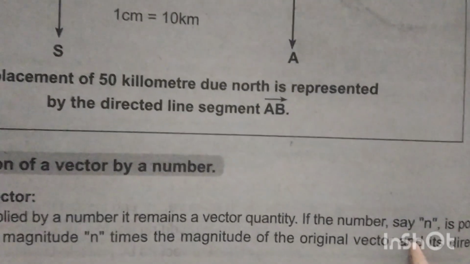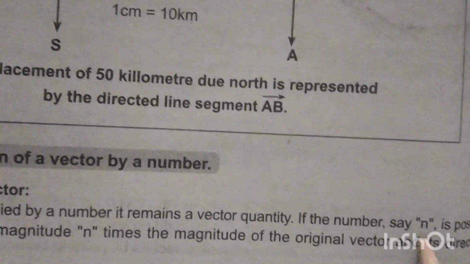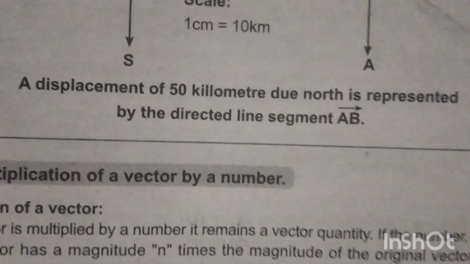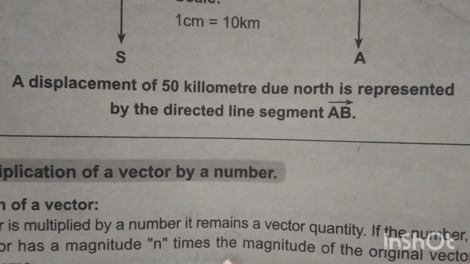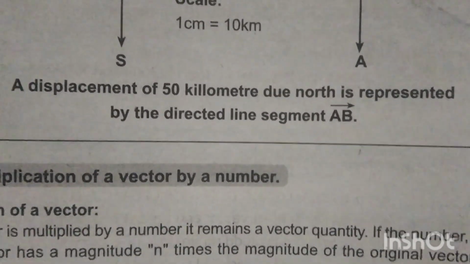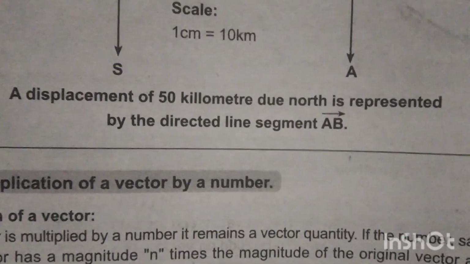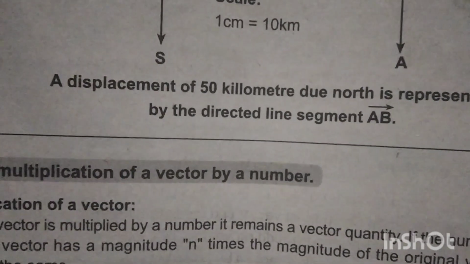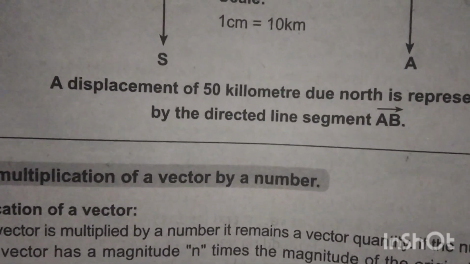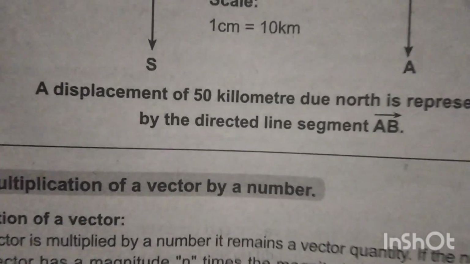If the number, say n, is a positive number, the magnitude of the original vector is multiplied, and its direction remains the same. Its direction remains the same. It will never change. Same direction as the same vector.